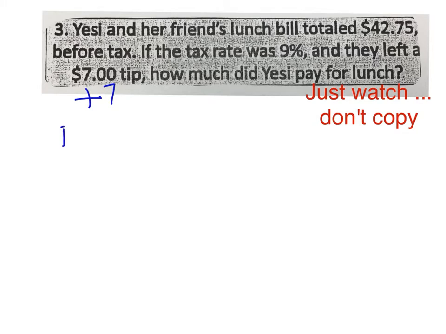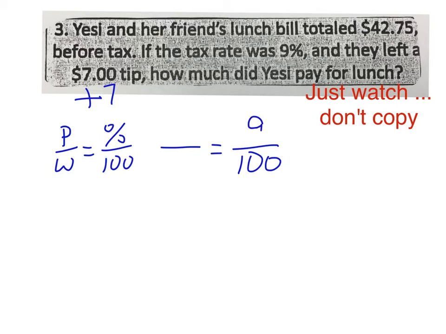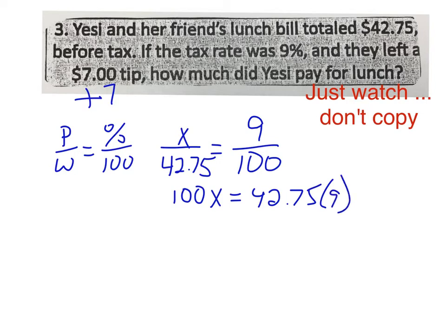This again is a part over whole equals percent over 100, because you see that percent sign. So let's find out how much that sales tax was. 100, and that's a 9. We got the total bill, the 100%, $42.75, and that is your X. So 100 X equals $42.75 times 9. So go off to the side. $42.75 times 9.